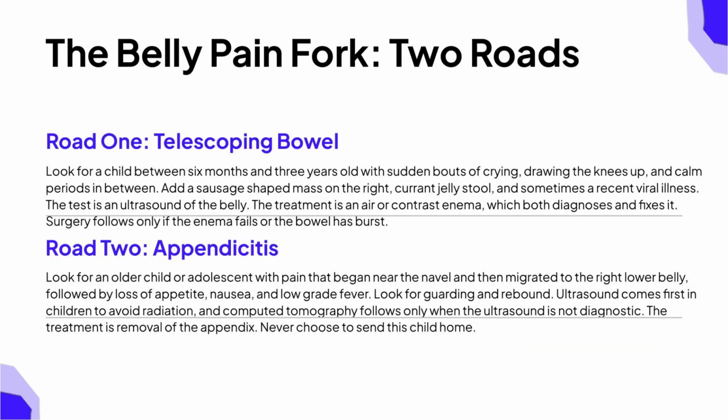Now let us handle belly pain, because step 3 almost always sends you down one of 2 roads, and age is the fork. Road 1 is telescoping bowel, where one segment of intestine slides inside the next. Look for a child between 6 months and 3 years with sudden bouts of crying where he draws his knees to his chest, and then critically, calm normal periods in between. Add a sausage-shaped mass on the right, currant jelly stool, and often a recent viral illness.